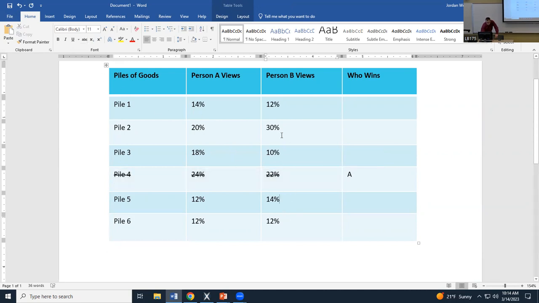Out of the remaining piles, the highest percentage for B is pile two. So B is going to pick pile two. Everybody get that? Now pile four and pile two are off the table. A picks the next highest in their opinion. In this case, that would be pile three. That's 18. Now pile three is off the table. Then B gets a turn. Well, the highest for B is pile five that remains.